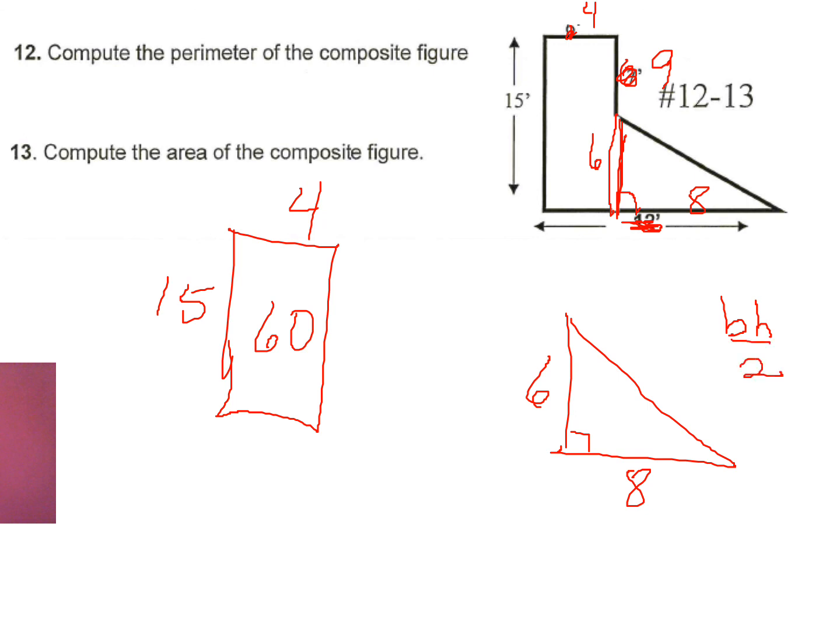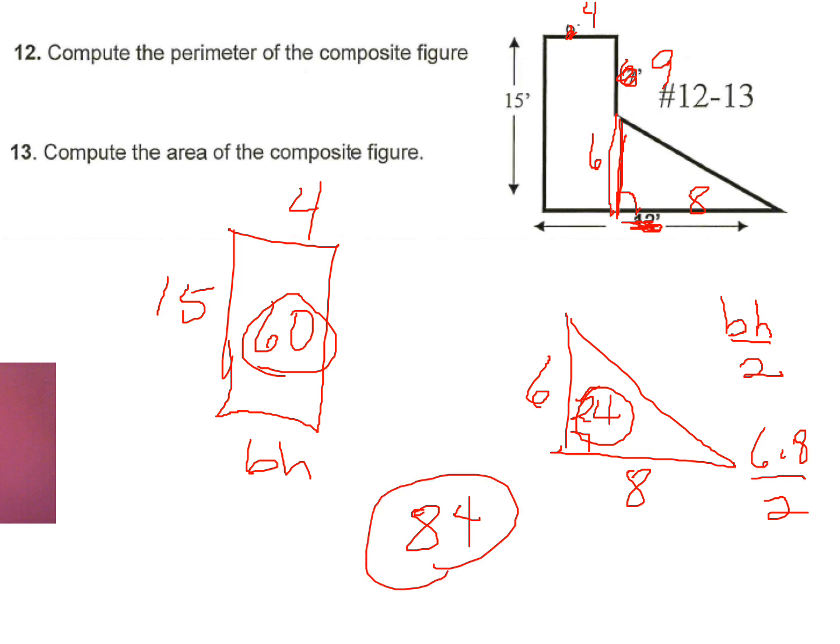Oh yeah, that's what people end up forgetting on this problem. They remember, oh yeah, base times height, that's easy right there. But they forget that this one needs divided by 2, so take your time with it. 6 times 8 divided by 2 makes 24. So the total here, add up 60 and 24, you get 84 for your total area. Be careful with that one.